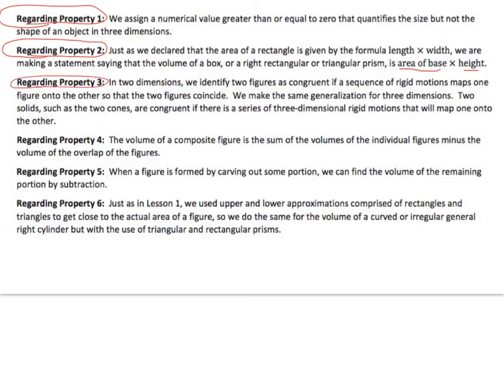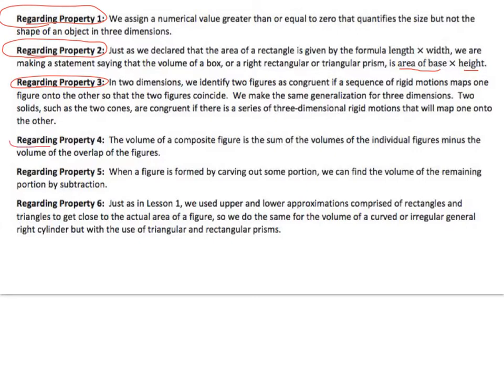Regarding property 3, in 2 dimensions, we identify 2 figures as congruent, that means equal, if a sequence of rigid motions maps one figure onto the other so that the 2 figures coincide. We know that. We've learned that. We make the same generalization for 3 dimensions. 2 solids, such as 2 cones or 2 rectangular prisms, etc., are congruent if there is a series of 3-dimensional rigid motions that will map one onto the other.